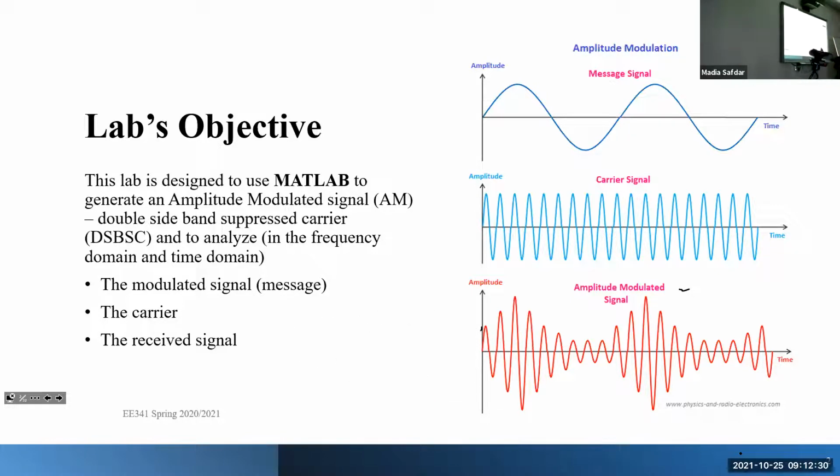So in this lab, we will generate an amplitude modulated signal, double sideband suppressed carrier, and we will analyze this signal in frequency domain and time domain. Okay. So what is the modulating signal? The original message signal. The carrier is the carrier. This one is the message signal. This is also known as the modulated signal. And then the received signal.